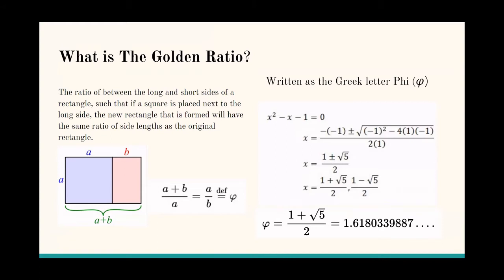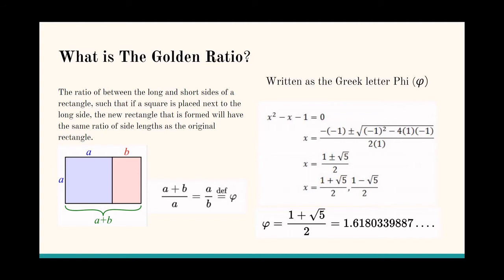If we start with the original red rectangle, which has side lengths b by a, and add on a square with side lengths a, it forms a new rectangle with side lengths b plus a and a. And the ratio between the original rectangle and the new rectangle's side lengths will be equal to phi. And we can find an exact value for phi if we plug in some values for those letters and then rearrange it to get x squared minus x minus 1 equal to 0 and solve using the quadratic formula to get 1 plus or minus the square root of 5 over 2.